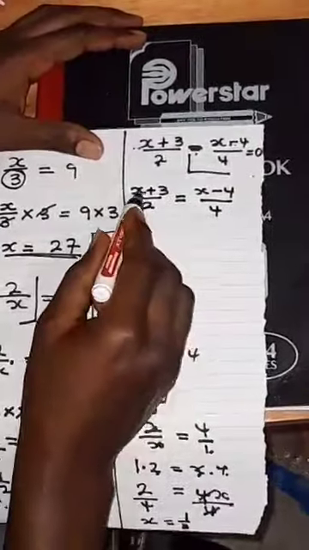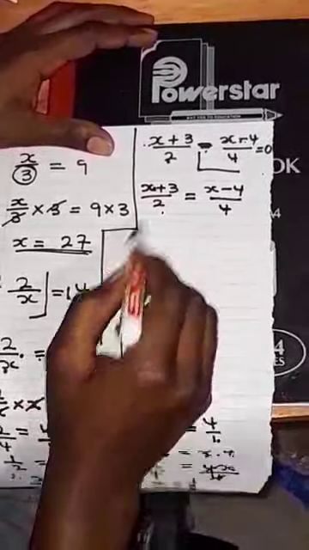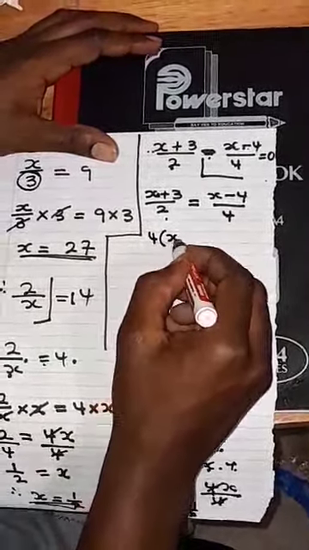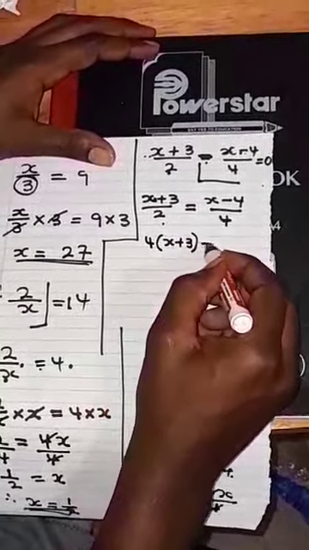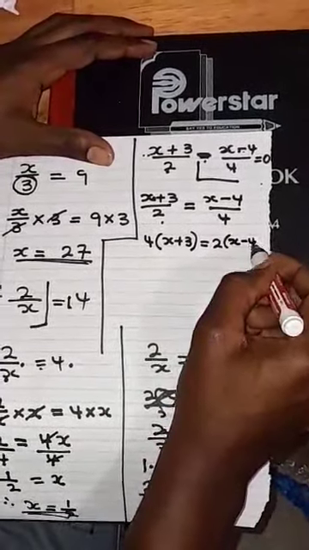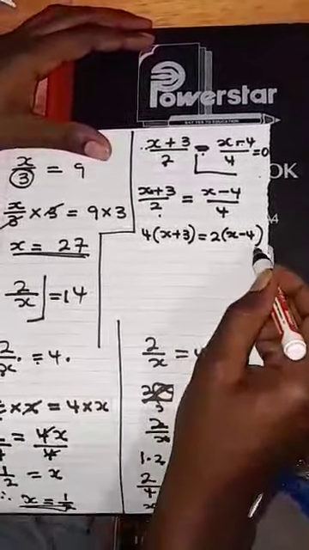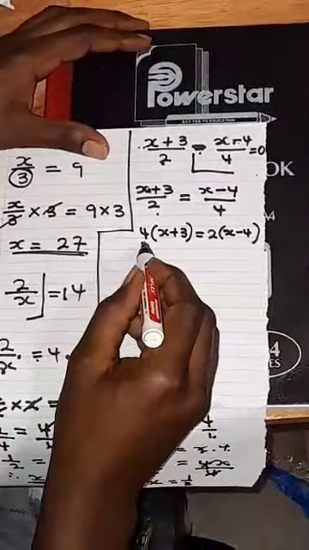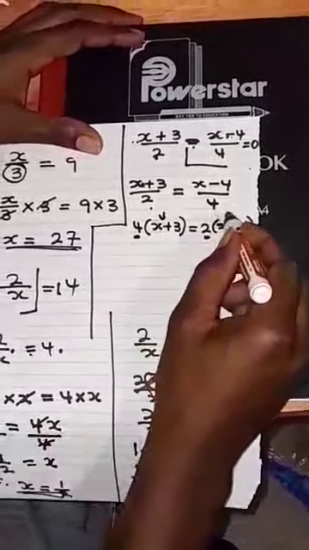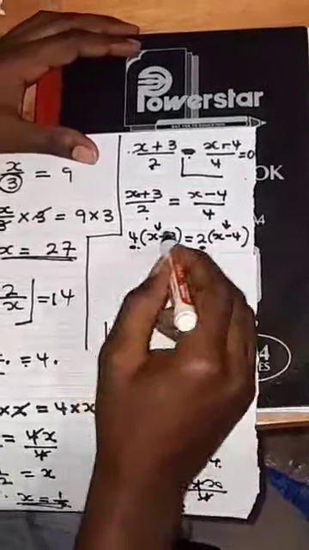It becomes this 4 will multiply this one, this 2 will multiply this one. So which means it is 4 into x plus 3 is equal to 2 into x minus 4. Now because we have this one in brackets, the number which is outside the brackets will multiply everything in the brackets.